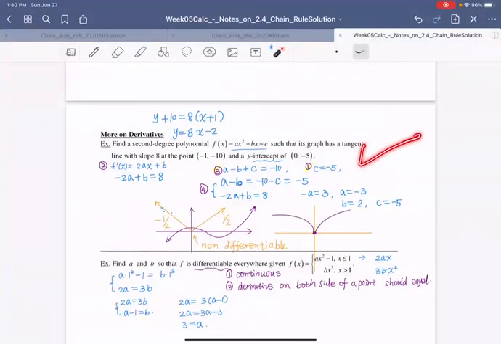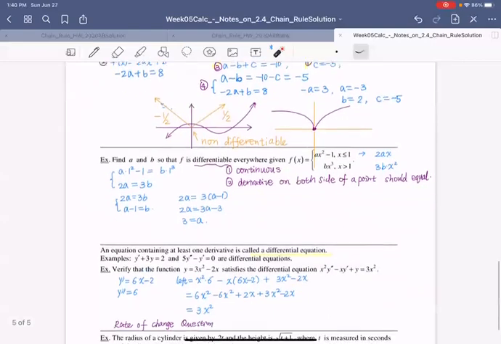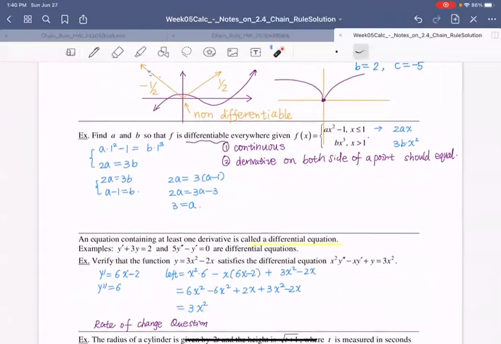Now, for the AP test or your quiz or your major test in your school, sometimes you have this kind of application question. Let's do one more. They ask you to find a and b so that f is differentiable everywhere. We know that differentiable has to satisfy two things. Number one, you have to be continuous.